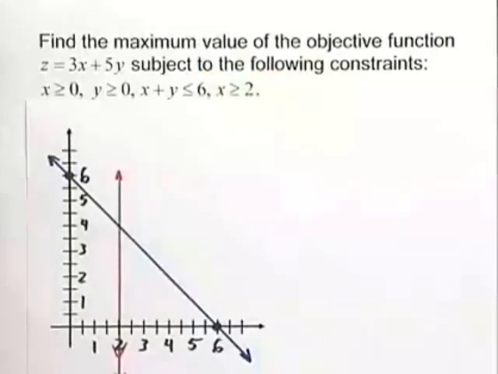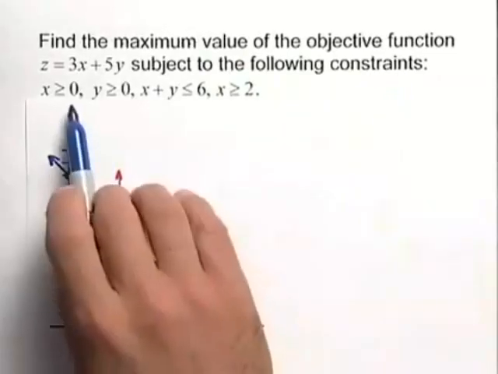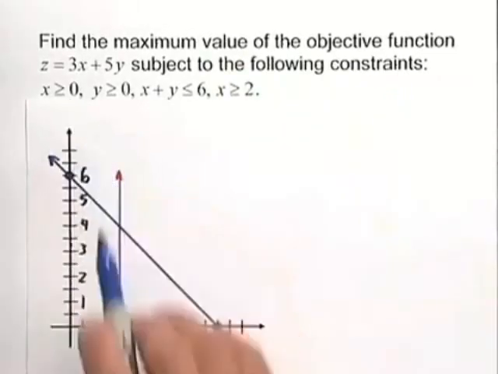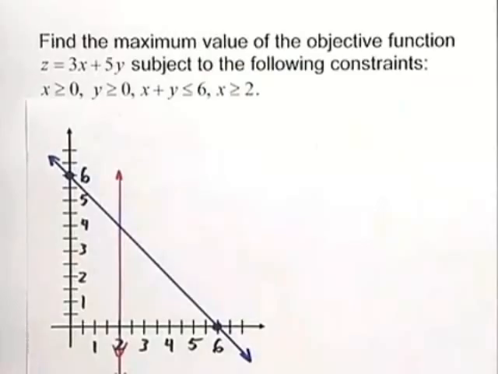Let's solve a linear programming problem. Find the maximum value for the objective function z equals 3x plus 5y, subject to the following constraints. x is greater than or equal to 0, y is greater than or equal to 0, x plus y is less than or equal to 6, and x is greater than or equal to 2.